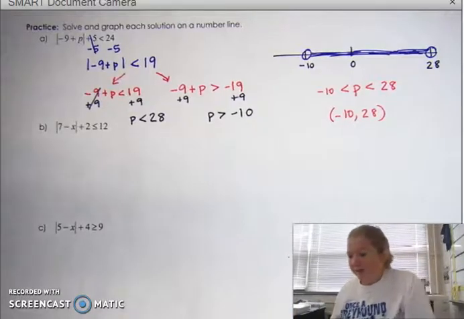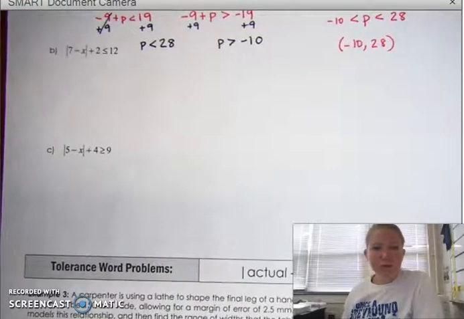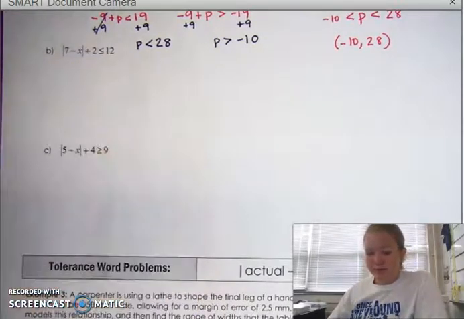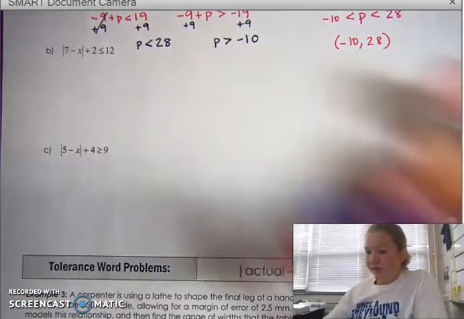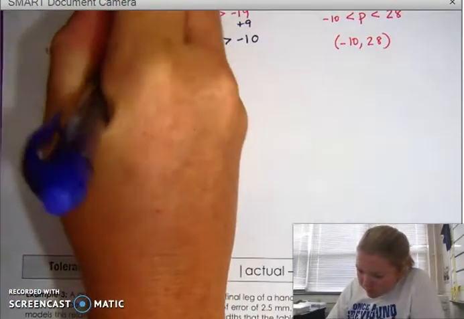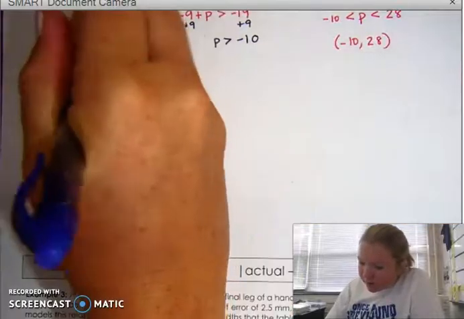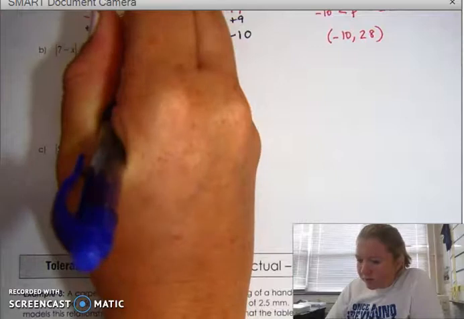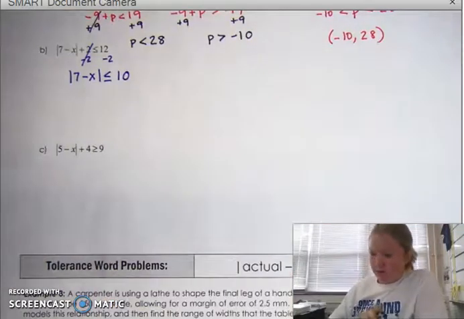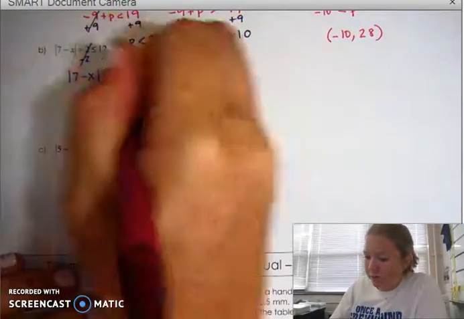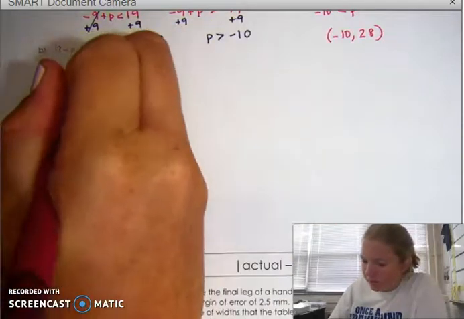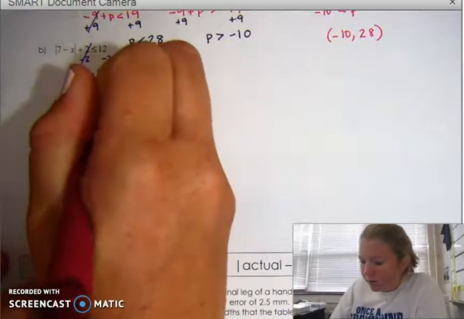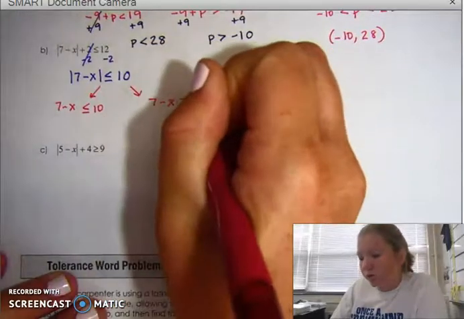Second example, we need to isolate absolute value first. So we need to get rid of this positive 2 by subtracting 2 from both sides. So I'm going to have 7 minus X in the bars is less than or equal to positive 10. I'm going to make my two inequalities from here. They both start with 7 minus X. One is going to be less than or equal to 10. The other one's going to be greater than or equal to negative 10.